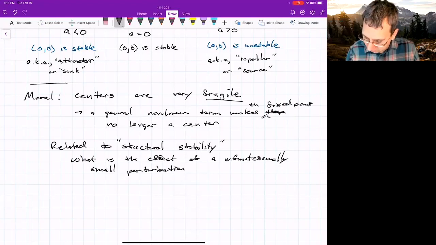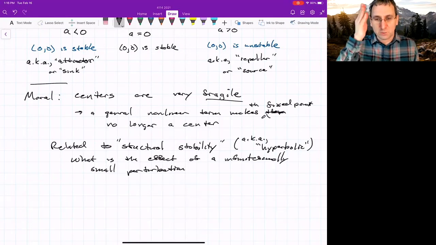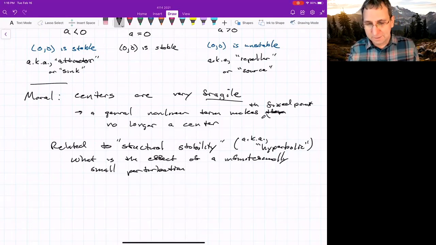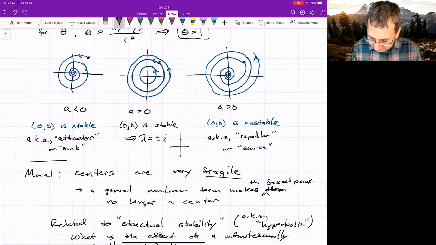The others are. This is also called, although it makes less sense, hyperbolic. Fixed points are sometimes classified as hyperbolic or non-hyperbolic. All of those cases that are not borderline would be called hyperbolic. And that's related to the real part of the eigenvalues: if you have eigenvalues off of the imaginary axis, then the fixed point is called hyperbolic. In this case, the eigenvalues were plus or minus i, so they're exactly on the imaginary axis.